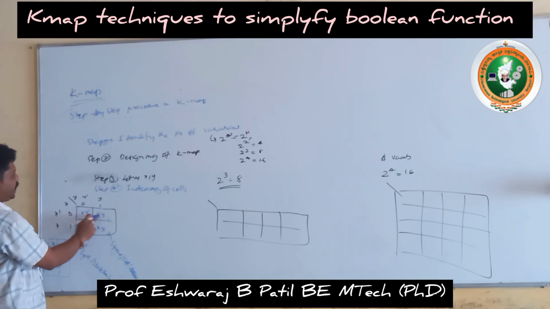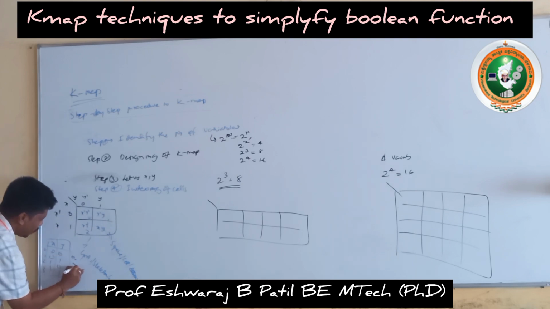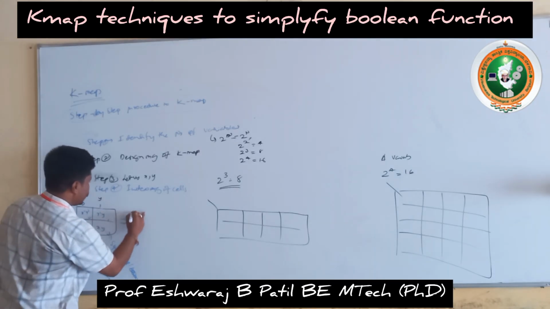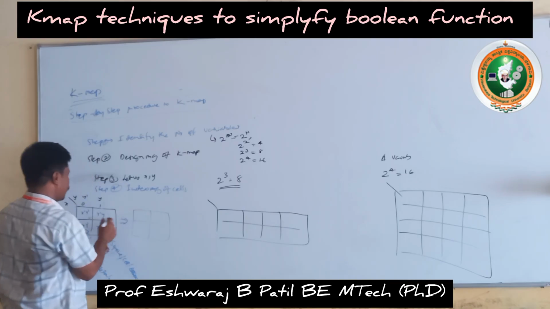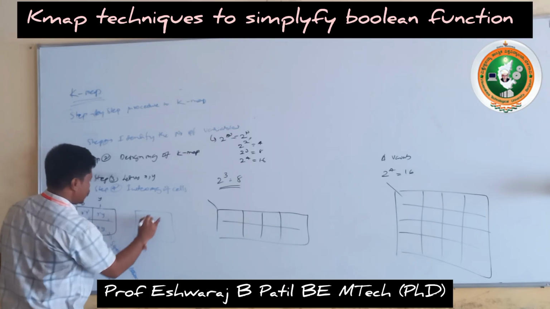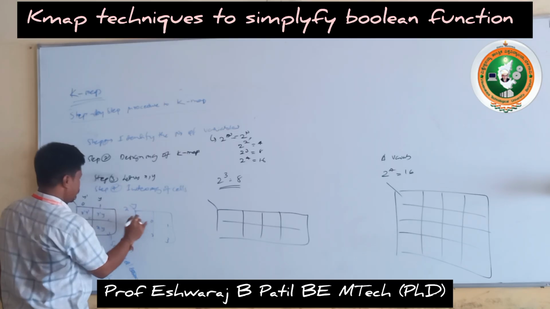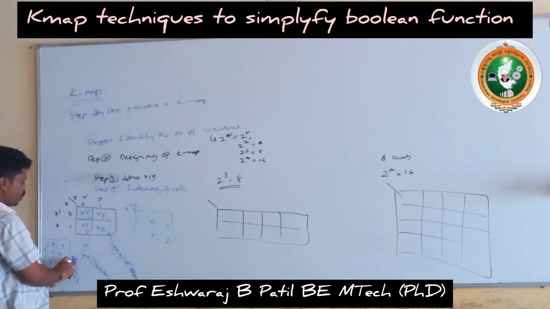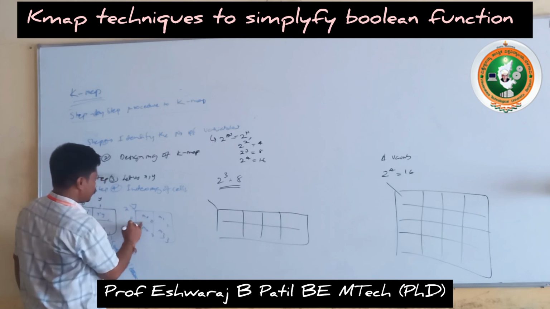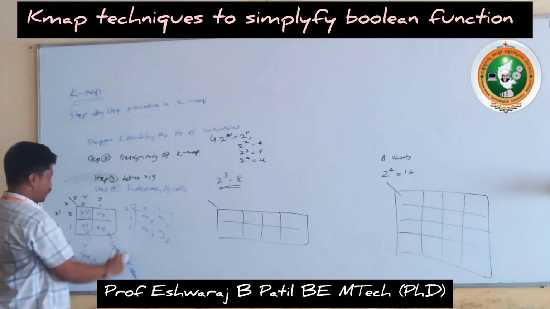These we call the min terms: m0, m1, m2, m3. You can also write the equivalent 0 1 2 3 instead of x y, or replace them with m0, m1, m2, m3. These are what we call the min terms that are present in the KMAP.